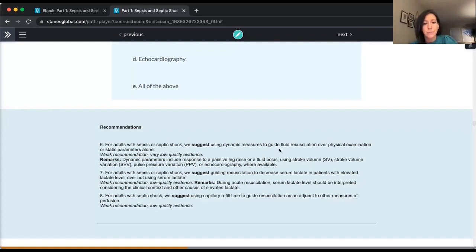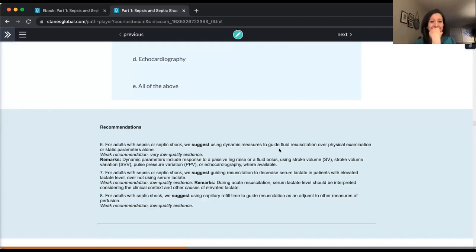So Dr. Mull, you mentioned this in the beginning when you were reading the learning objectives. Some of these things are available in some resource settings and some of them aren't. Which ones do you use in your practice? So in my practice, I actually like to use the passive leg raise test when I can, because I think it exemplifies a response to fluid when you don't have to give fluid.